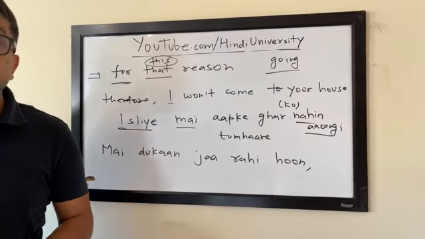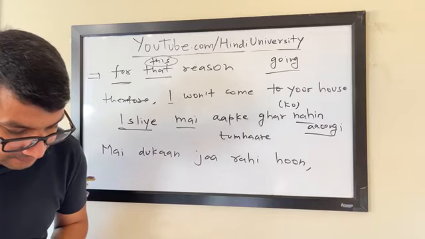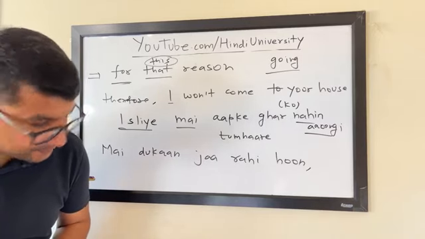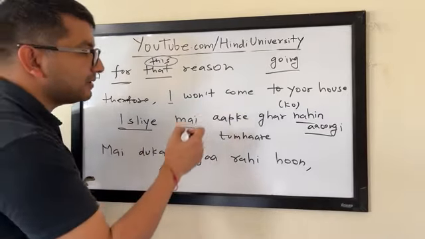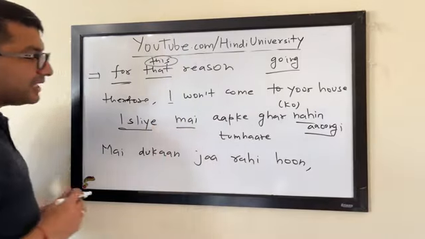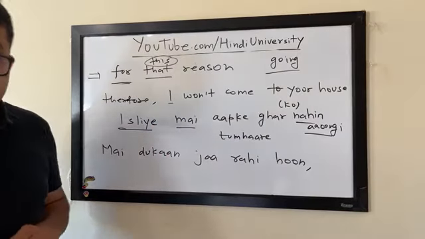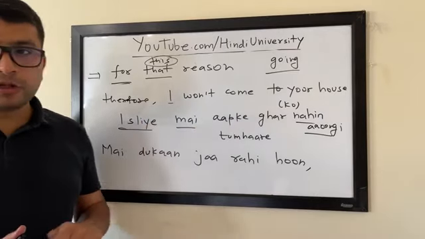Okay? Or it could be... You said I won't come to your house, and the person answered I will not. Same thing. That's a negative one with won't. So if you have to say won't, how would you say I won't come? Same thing. You will say the same way: I will not come. Exactly the same way. I will not come or I won't come, exactly the same way.